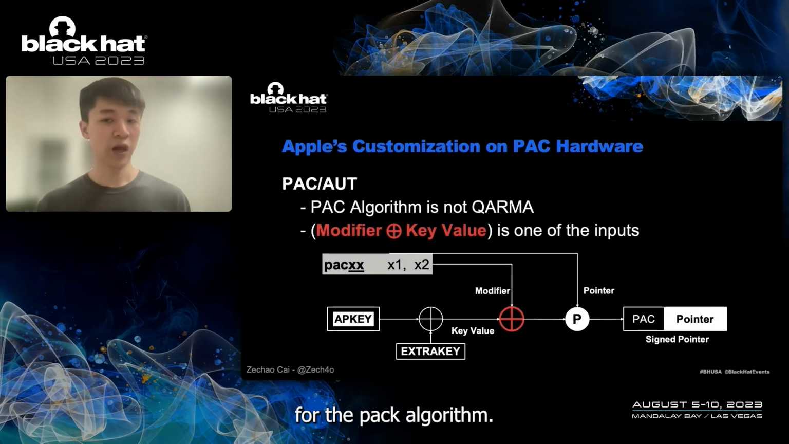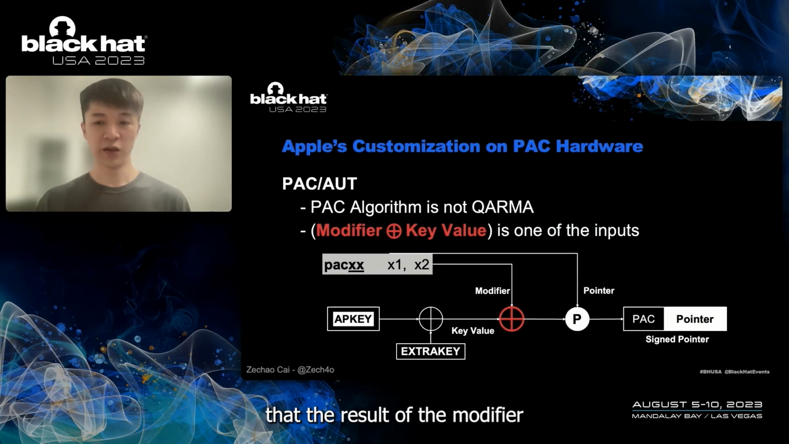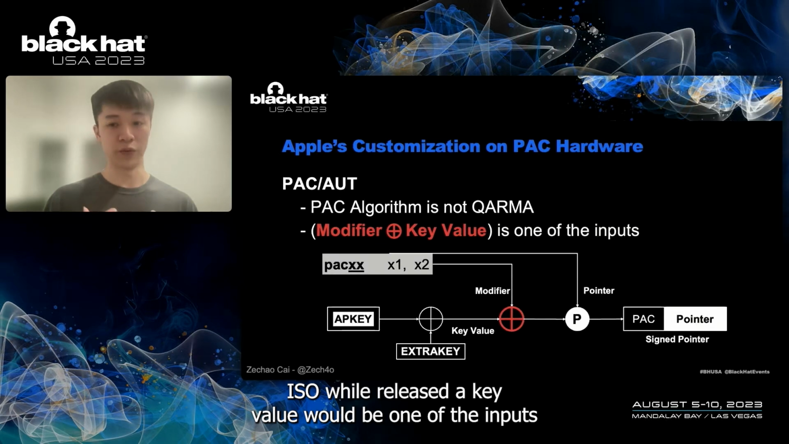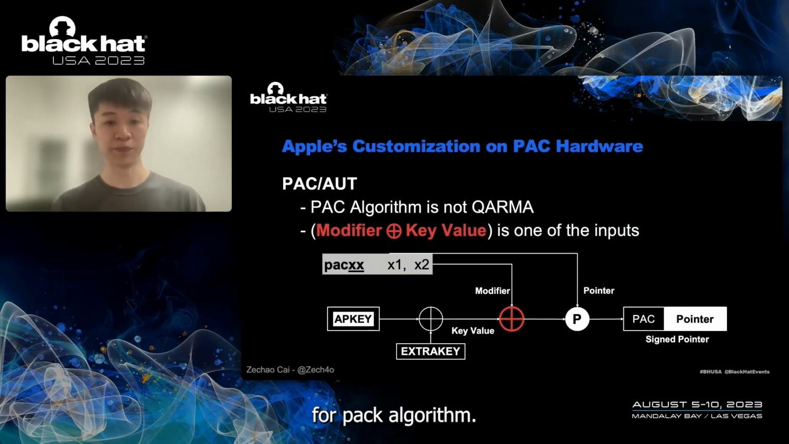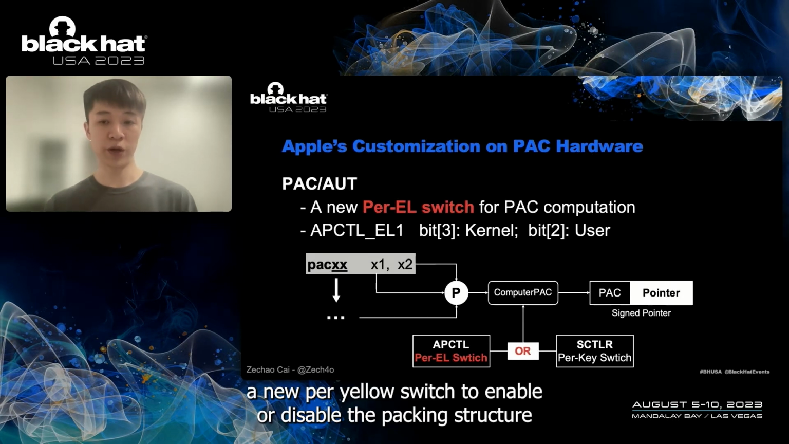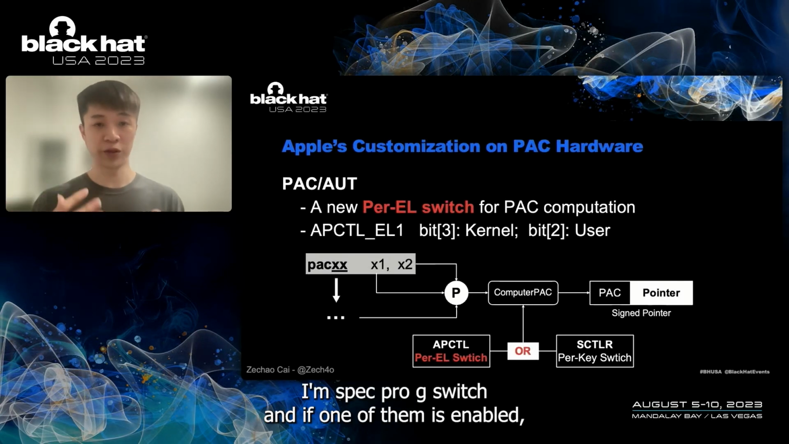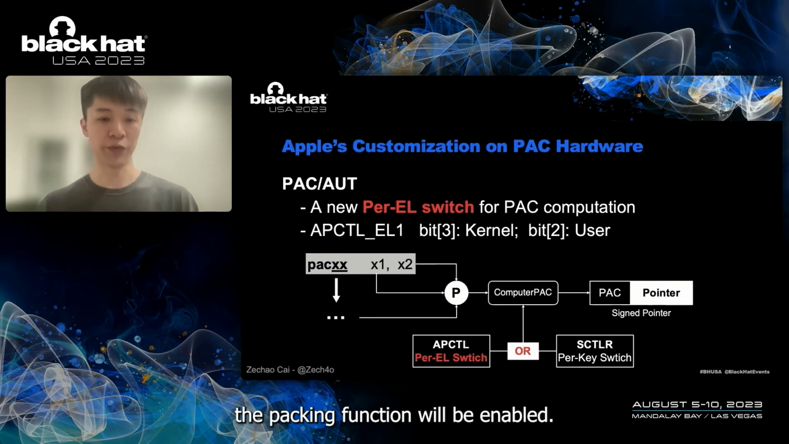For the PAC algorithm, I found that the PAC algorithm on Apple is not the QARMA recommended by ARM. And an interesting thing is that the result of the modifier XOR with the key value will be one of the inputs for the PAC algorithm. Besides that, I discovered that Apple introduced a new per-EL switch to enable or disable the PAC instruction. And this switch can cooperate with the ARM standard per-key switch. If one of them is enabled, the PAC instruction will be enabled.